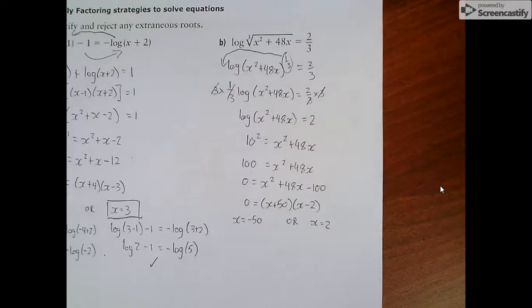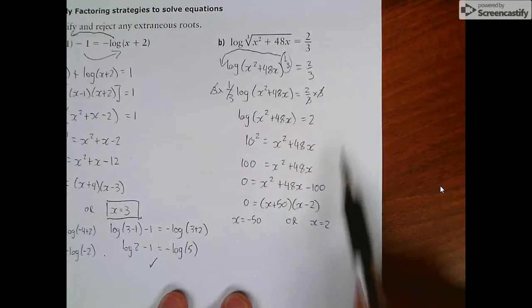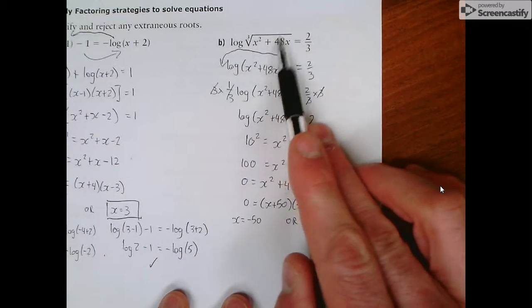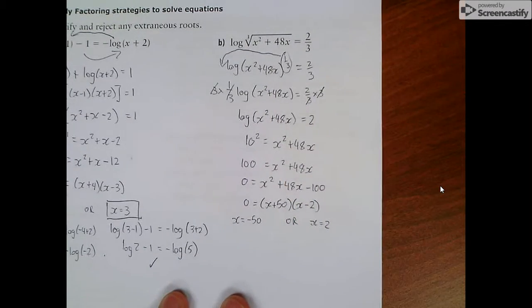It's not outside the realm of possibility that both of these answers are valid. It's also not outside the realm of possibility that both of these answers are extraneous roots. So we do have to test both of them. So let's check. And the check is going to be popping it back into this original logarithm. And if I get a negative number inside the logarithm, it's extraneous and I cannot use it. So let's try it out.